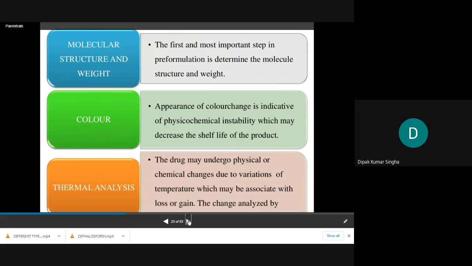Next is the molecular structure and the weight. The first and the most important step is the pre-formulation. First is the molecule, which type of chemical reaction occurred, the structure and the molecular weight, and the color. Appearance of the color is indicative of physicochemical instability, which decreases the shelf life of the product. Thermal analysis: the drug may undergo physical and chemical changes due to variation of temperature, which are associated with loss and gain. This thermal analysis means the kinetics.